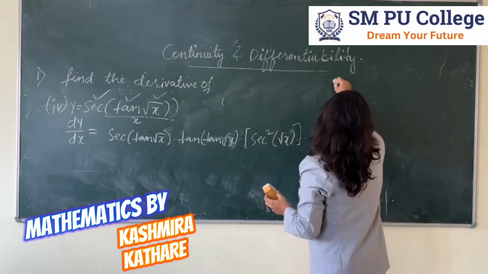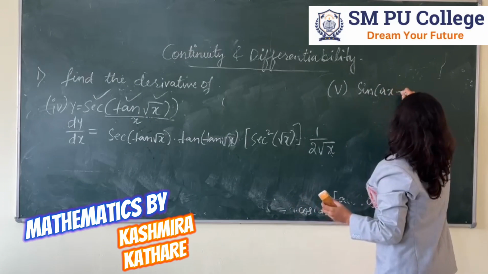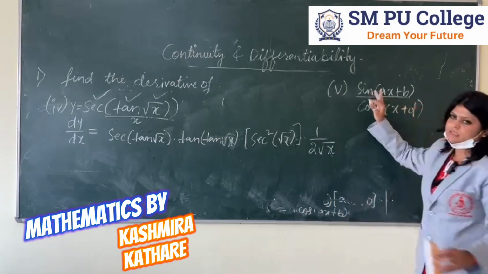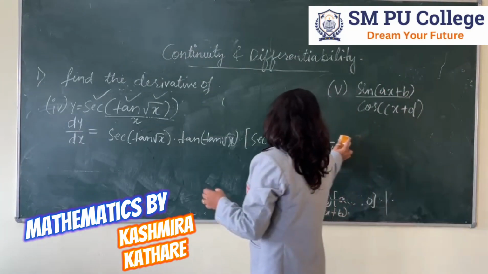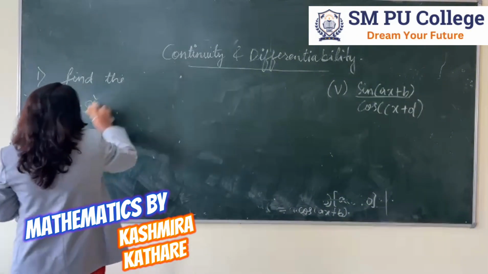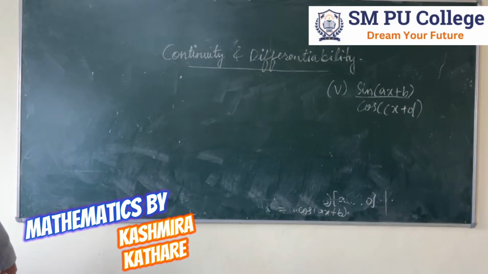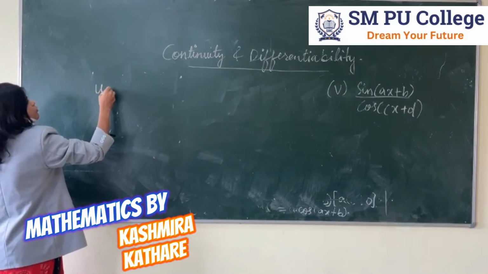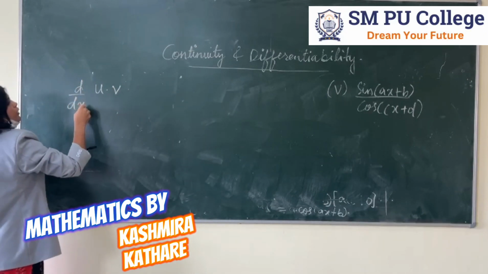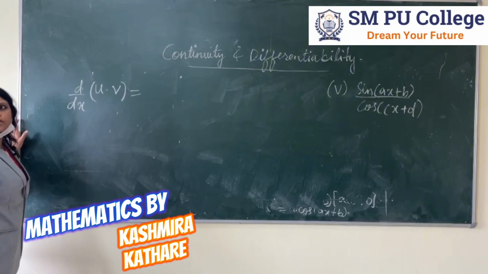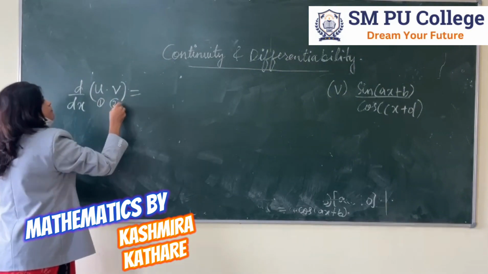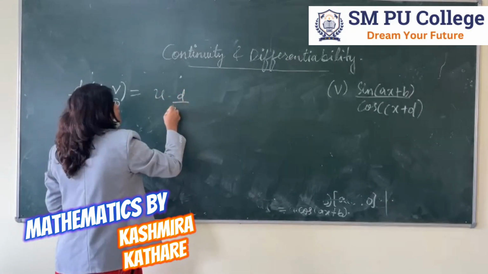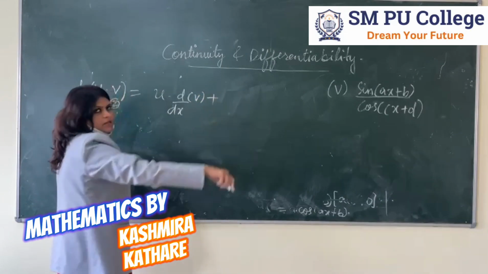Next is sin ax plus b divided by cos cx plus d. Now, before solving this, we need two formulas. One is the product rule, one is the quotient rule. First is the product rule. Product rule means two functions which are in multiplication form, like u into v. Differentiation of u into v: call them first function and second function. First function we keep as it is, differentiate the second function. Plus will be there.